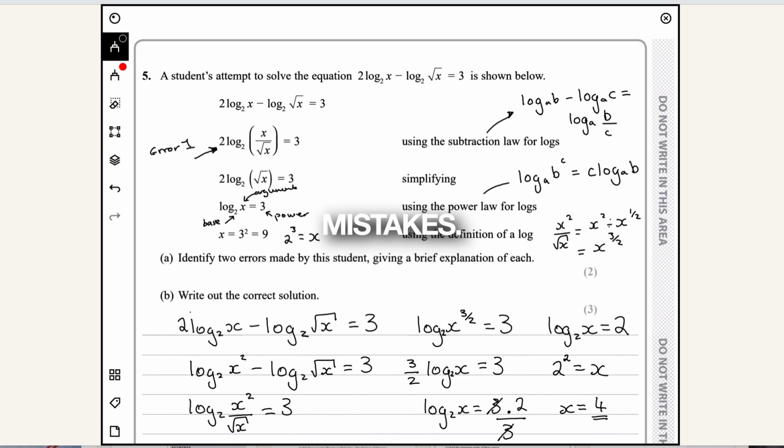So the two mistakes, mistake 1, error 1 there, and I'm going to call this error, not mistake, error 2 is here.